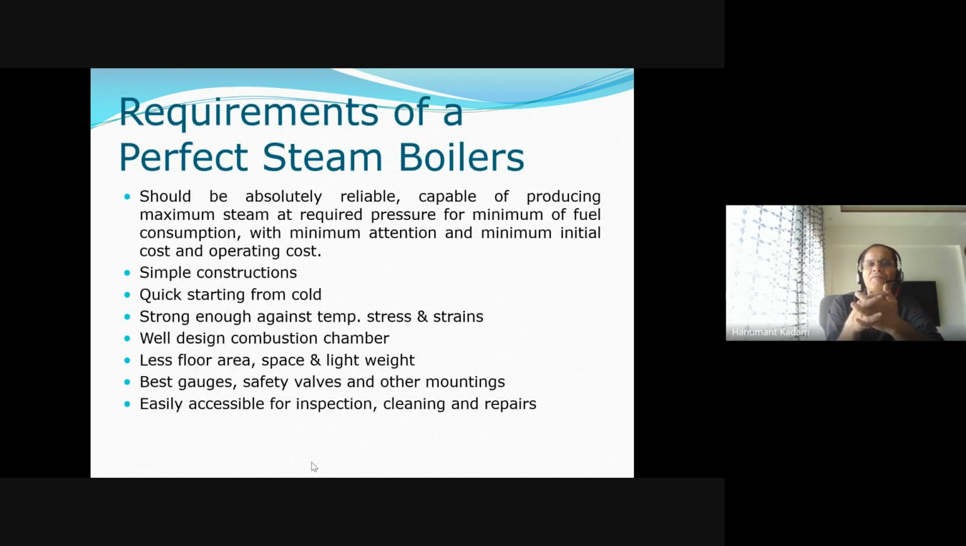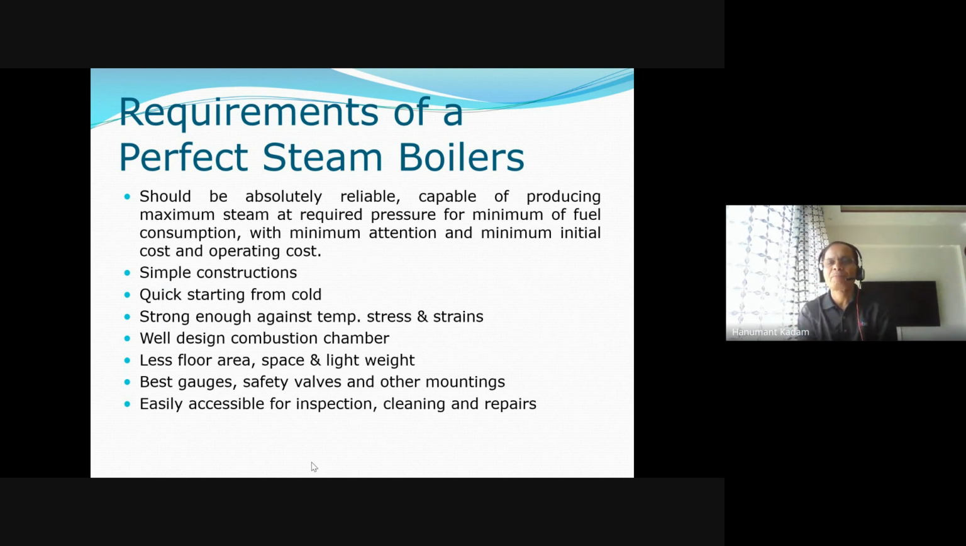Requirements of a perfect steam boiler. It should be absolutely reliable, capable of producing maximum steam at the required pressure for a minimum of fuel consumption. So this is what we call optimization. With a minimum of attention and a minimum initial cost and operating cost. So this way, you can see these are ideal parameters.